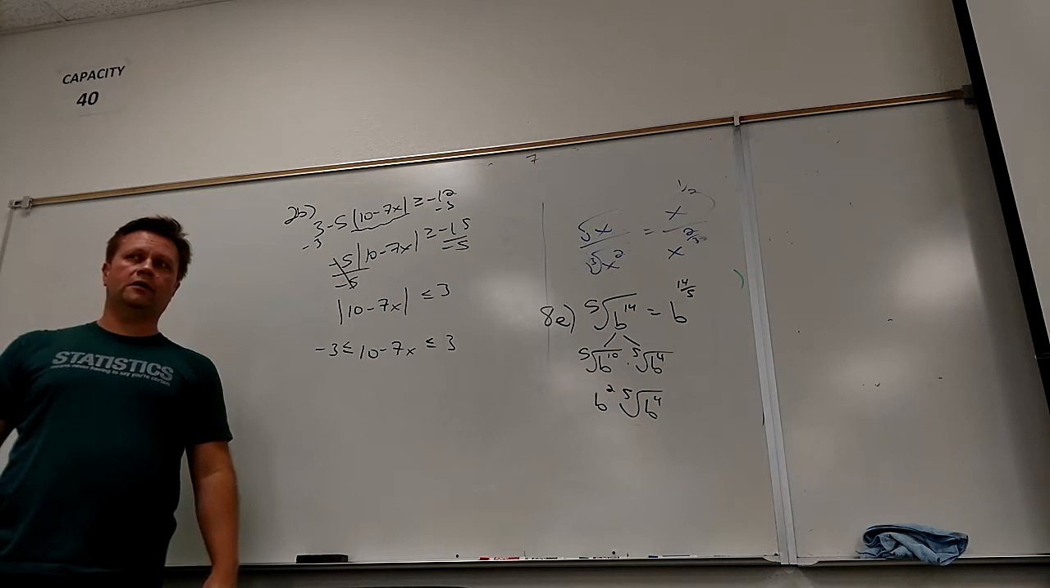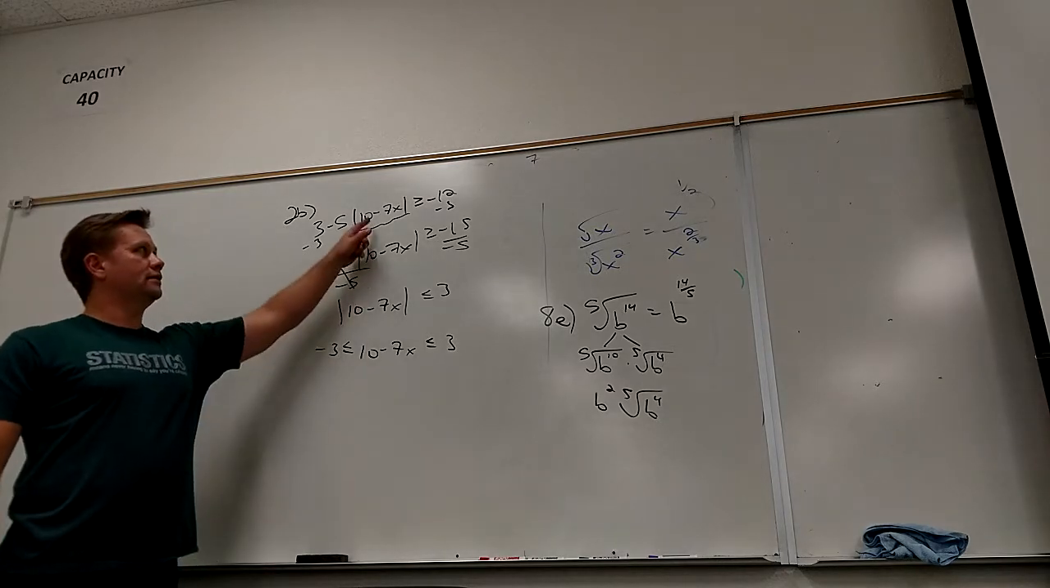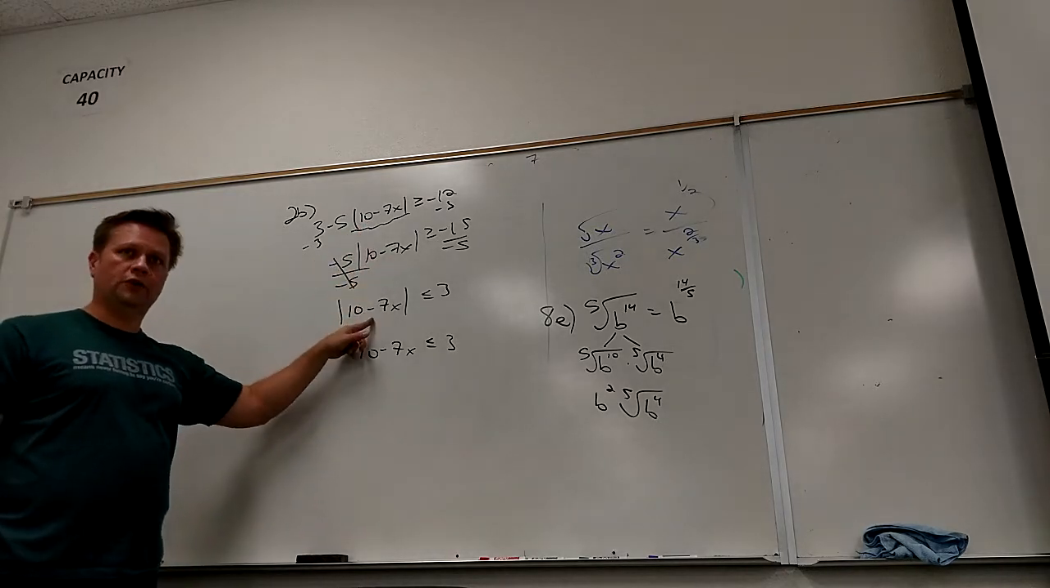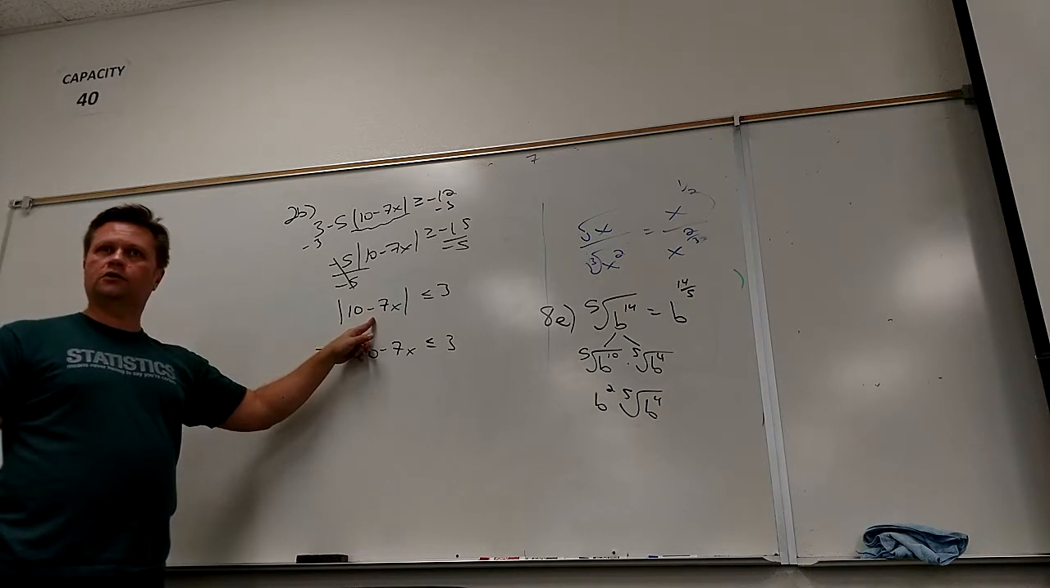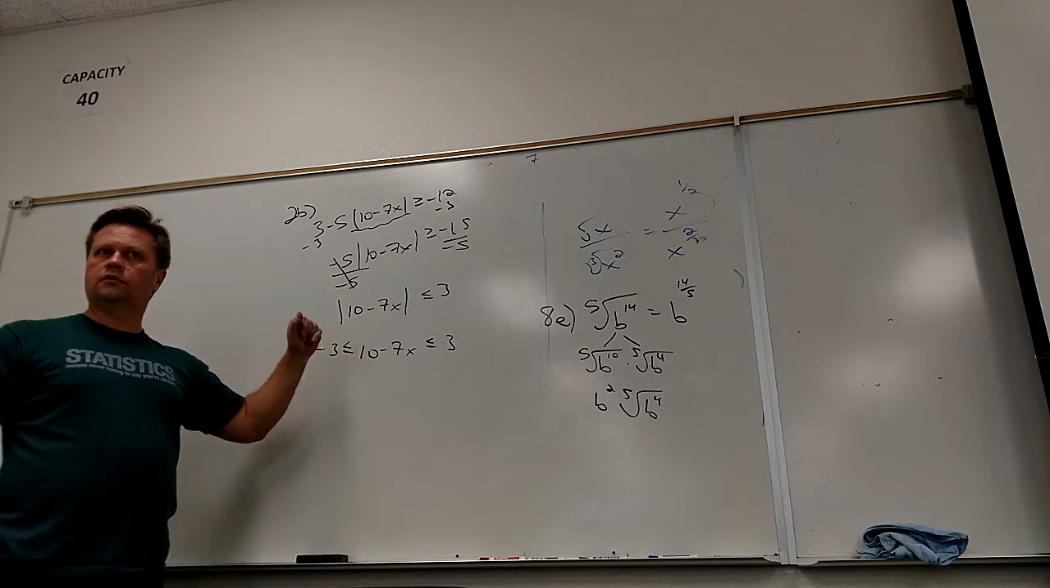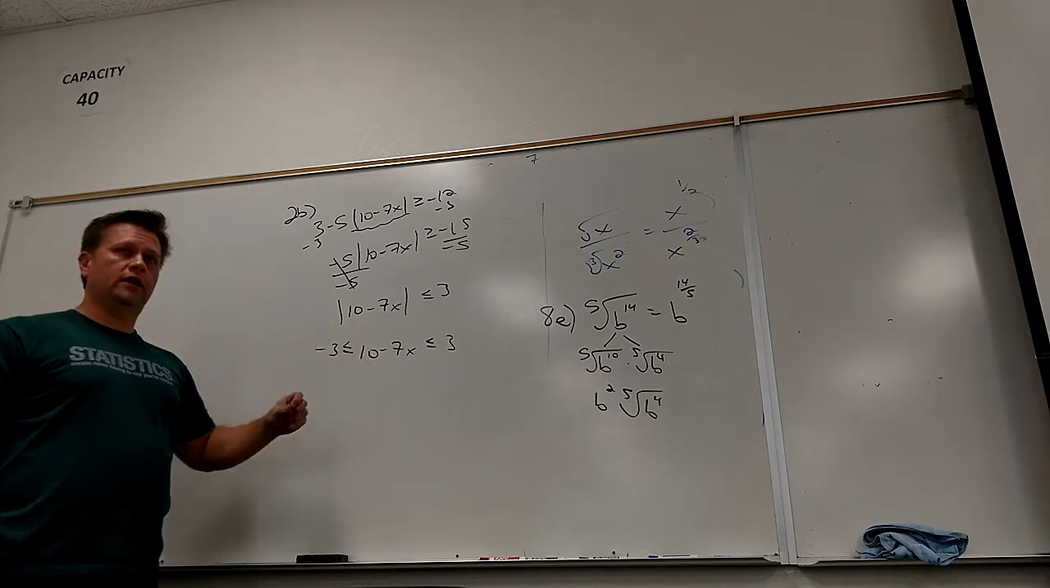You guys like that problem? But the idea is get the absolute value by itself first, because otherwise you don't know what to do yet. Could you have distributed the negative 5 into the... Definitely not.